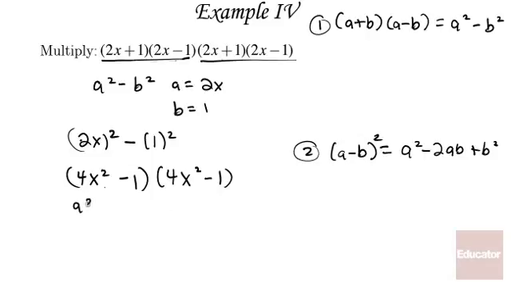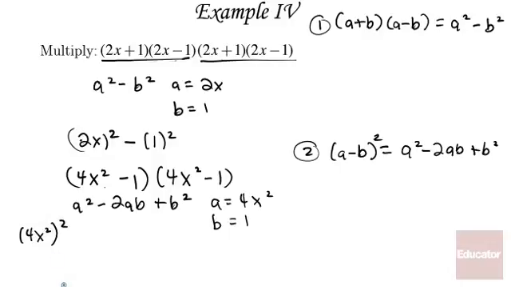Again, my formula. Figuring out my a's and b's. A is 4x squared and b is 1. Substitute in. For a squared, I have 4x squared, and I need to square that. Minus 2 times a, which is 4x squared, times b, which is just 1, plus b squared.